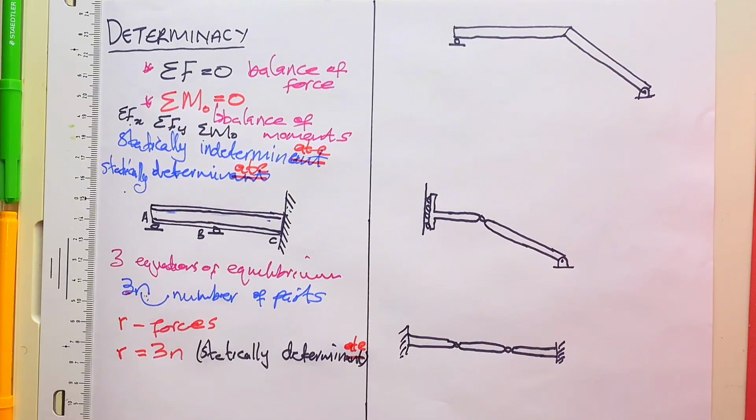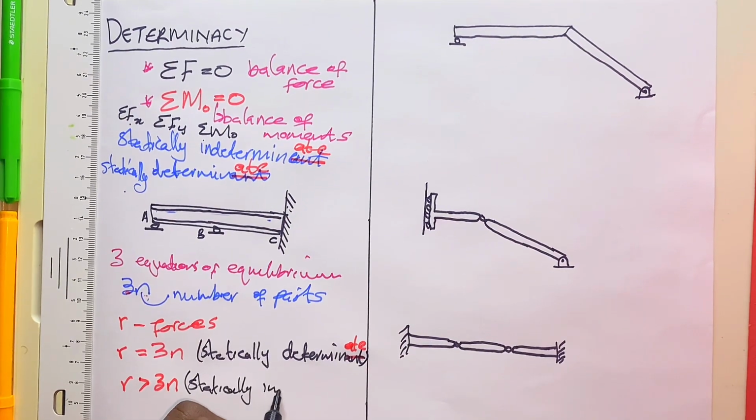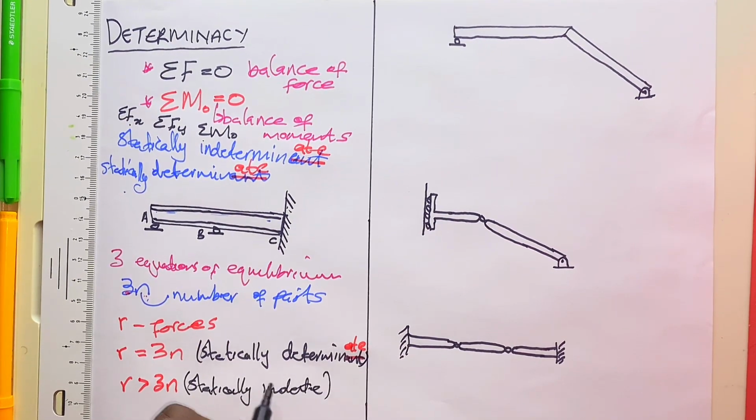Statically determinate. Now, if they are not equal and you happen to have more forces than the number of equations, then your structure is statically indeterminate. Now, these 2 equations, you can use them to check if your structure is determinate or not.